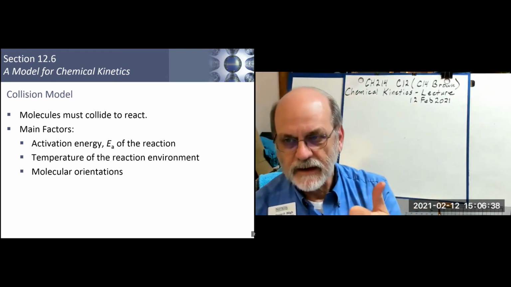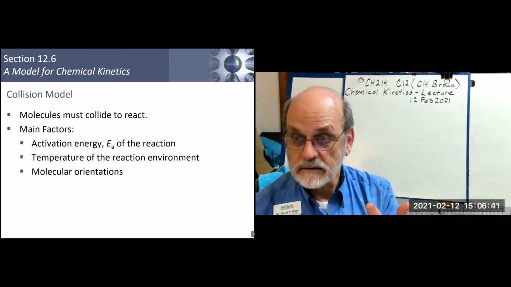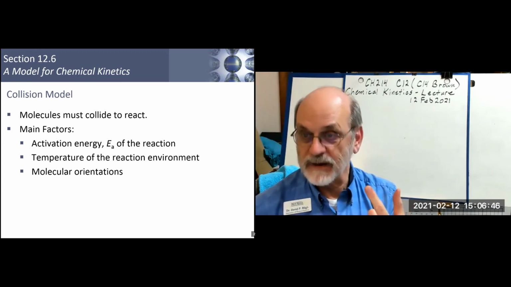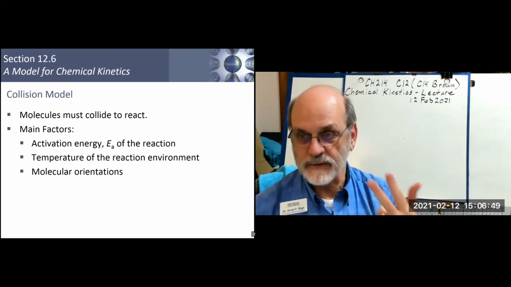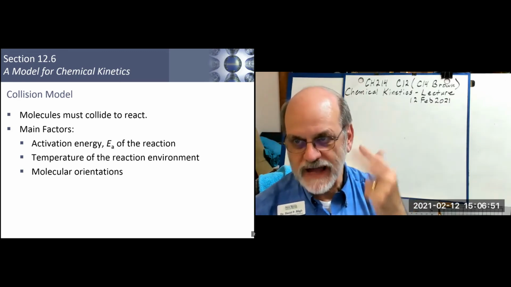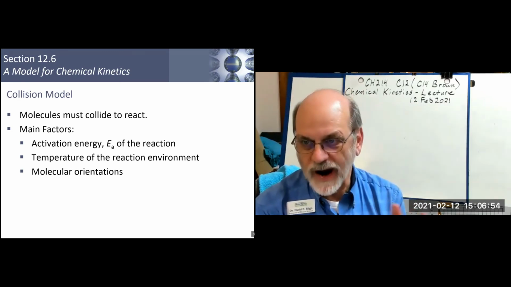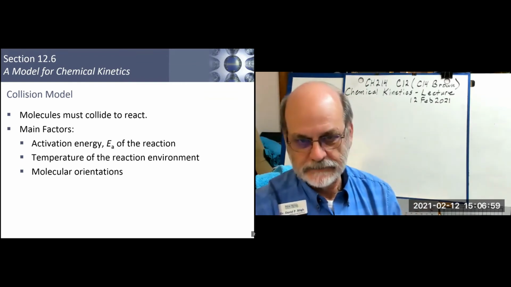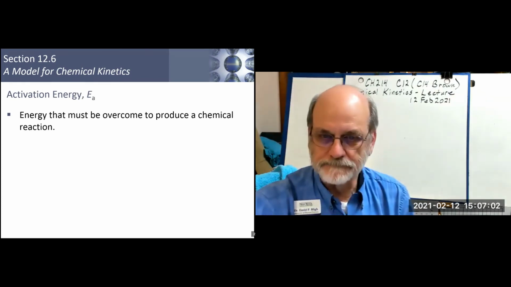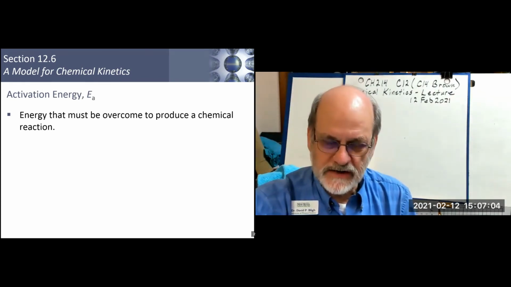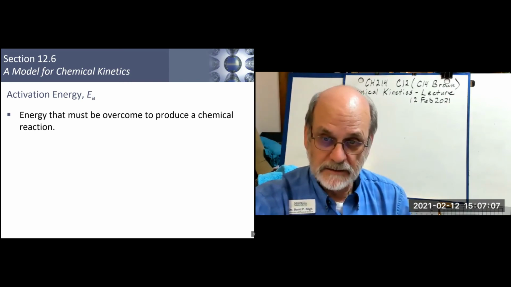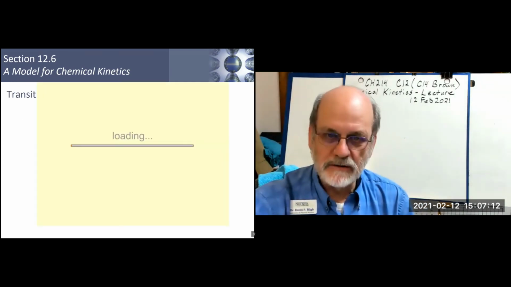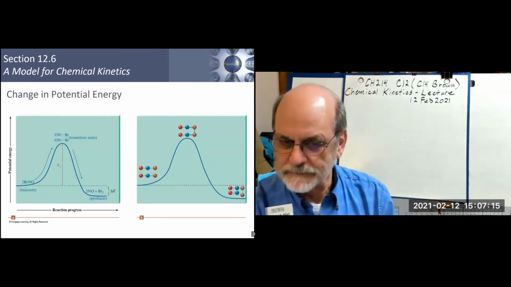So we got these conditions. Molecules have to collide. They got to collide with enough energy, a minimum amount of energy we call activation energy. And that implies temperature. And they have to be oriented correctly. So those three items are required for the collision model to explain reactions. Okay, so that activation energy is the amount of energy that must be overcome to produce a chemical reaction. So what does it look like?